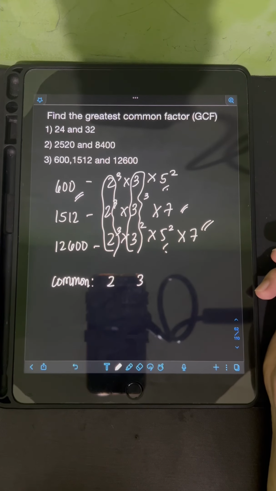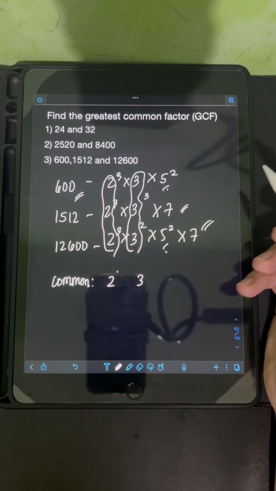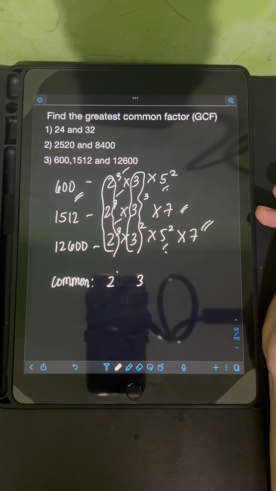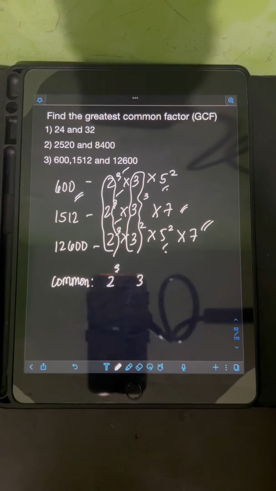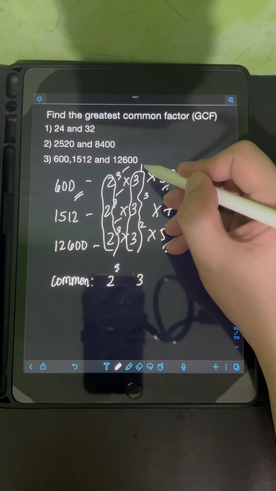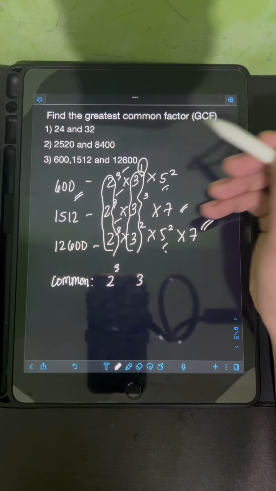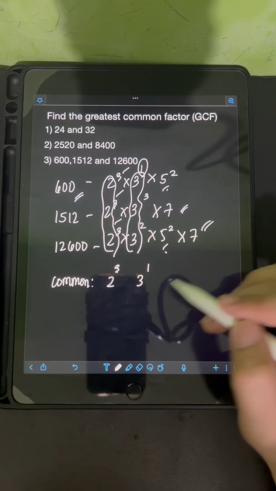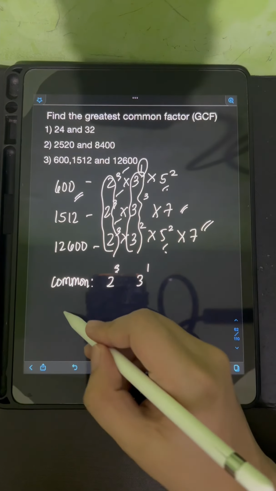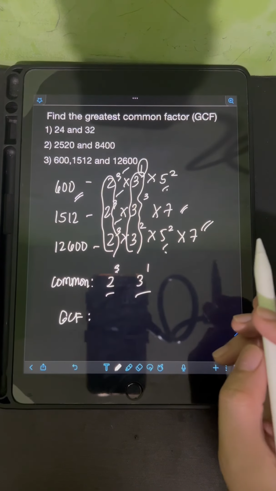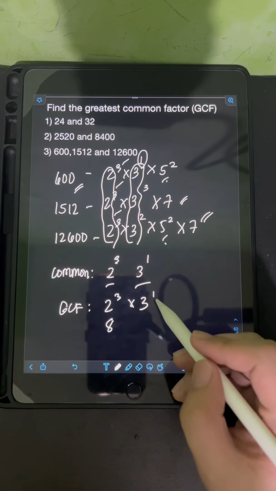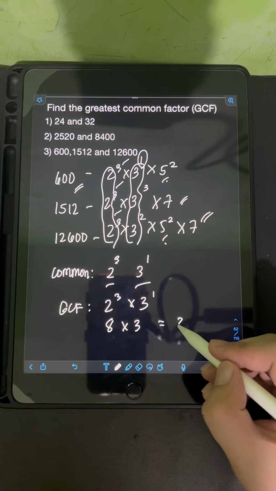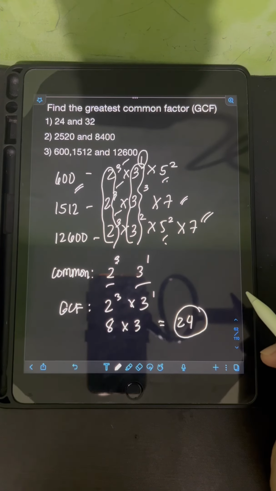Then let's check the exponents. We will choose, again, the least exponent that appears for the common factor. For 2, what is the least exponent? All of them have an exponent of 3, right? So there's no choice but to put an exponent of 3 on the common factor 2. Next, for the common factor 3, we have 3 to the first here, 3 cubed, and 3 squared. The least exponent is 1, right? So we put 1 as the exponent of 3. Finally, the GCF is just the product of these two common factors, 2 cubed times 3 to the first. 2 cubed is the same as 8, times 3 to the first, or 3. So 8 times 3 is equal to 24. Therefore, the GCF is 24.